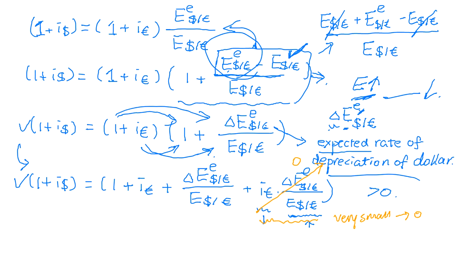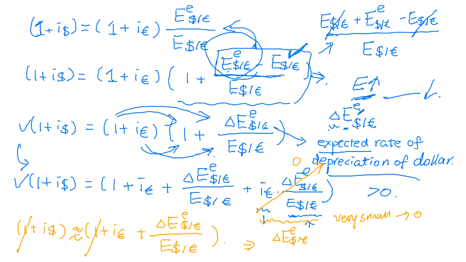So the equation of the CIP uses the approximation method. It's like this. Last thing, if I cancel out the 1 on the left hand side and right hand side, I could know that the expected rate of the depreciation of the dollar is equal to the interest rate in the US minus the interest rate in euro.